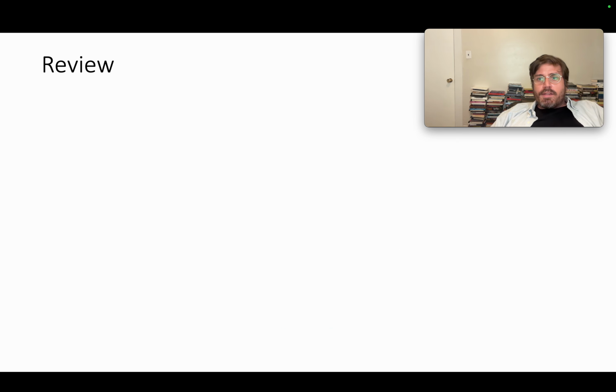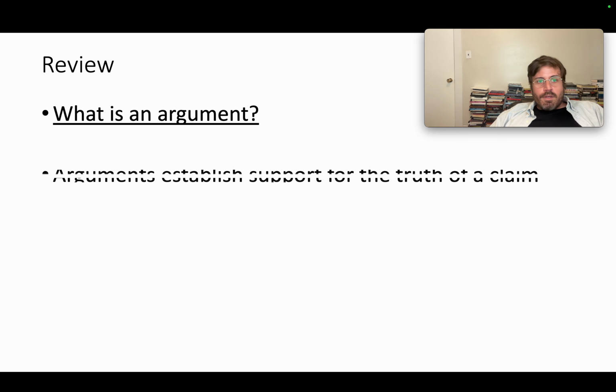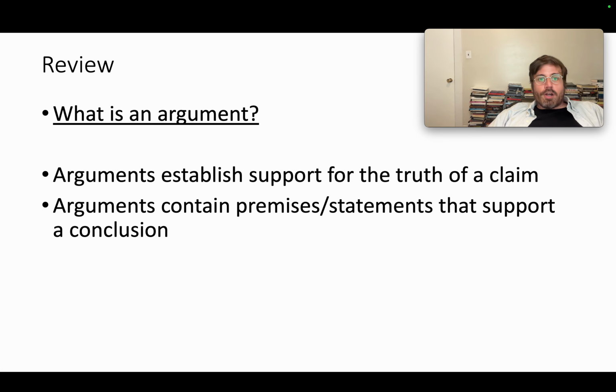Okay, that is actually kind of a lot. So I'm just going to recap in basic terms what we have covered in this introduction. What is an argument? We have learned that arguments establish support for the truth of a claim. An argument is not just a random string of sentences. It is oriented towards truth, and it supplies information in support of that truth. Arguments contain premises, which are statements that have information in support of a conclusion.